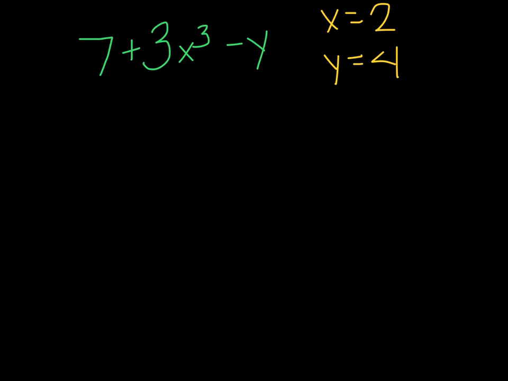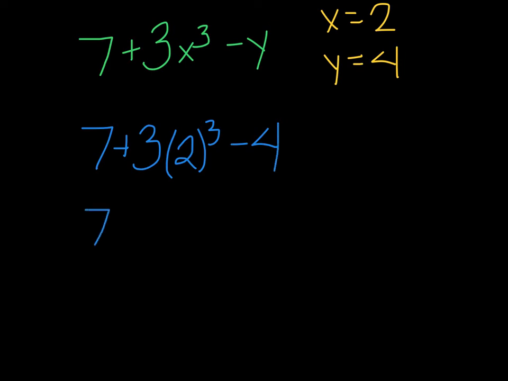So when we plug those values in, we have 7 plus 3 times x, which is 2 to the third power, minus 4. So I've plugged in those values and now I just need to solve. So I keep the 7 plus, my order of operations tells me I need to do my exponents first. So that's plus 3 times 2 to the third power, which is 8 because I've done 2 times 2 times 2, minus 4.